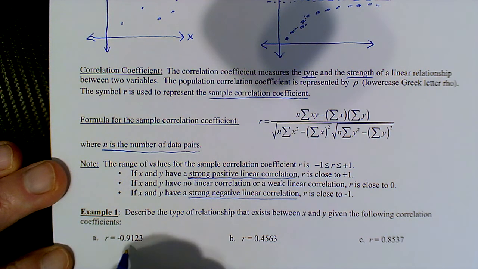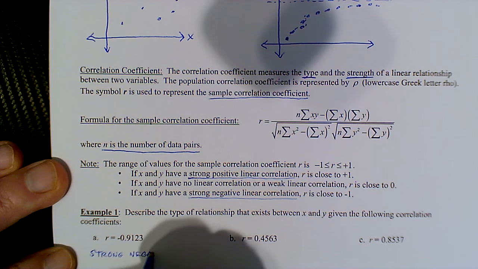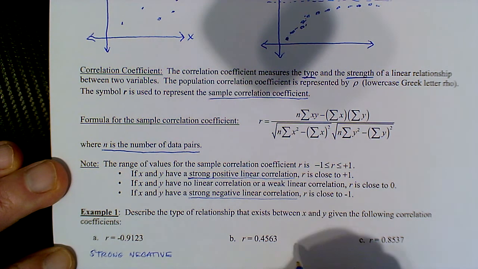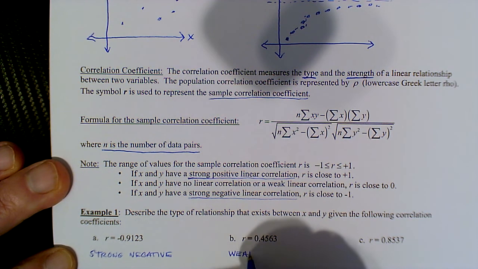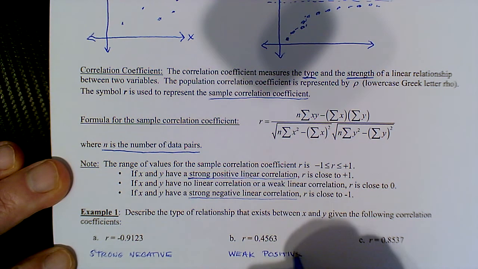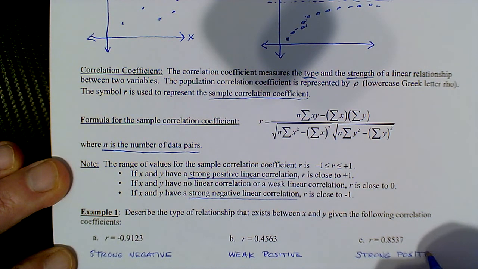Like, for example, here, -0.9, if that was our correlation coefficient, we'd say that that's a strong negative linear correlation. 0.4 is somewhat of a correlation, but it's very weak. This would be a weak positive. But 0.8 again, that's about the region where we start seeing that it's a strong correlation. This one would be a strong positive.